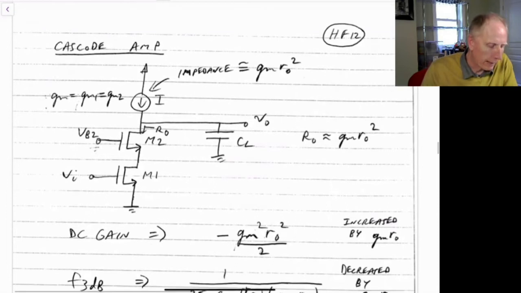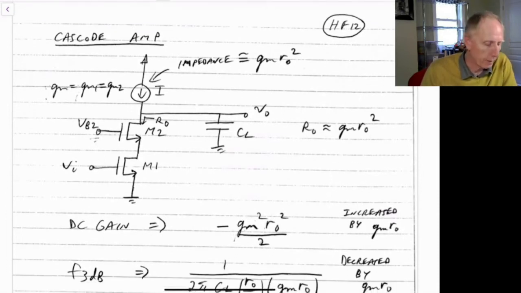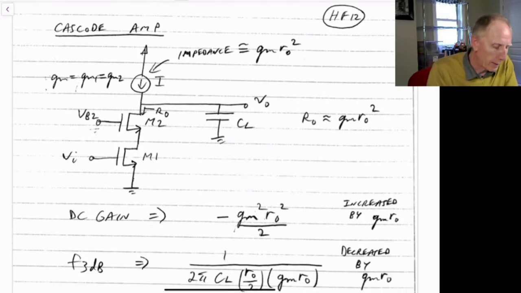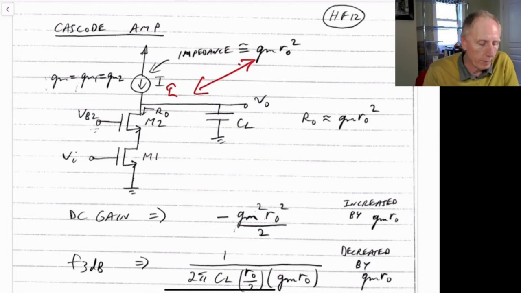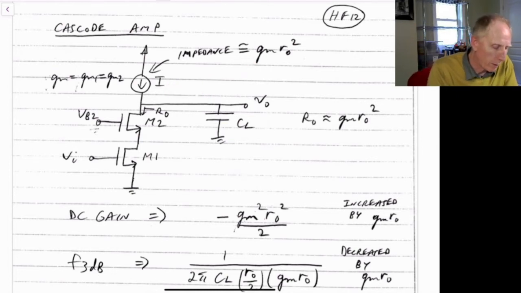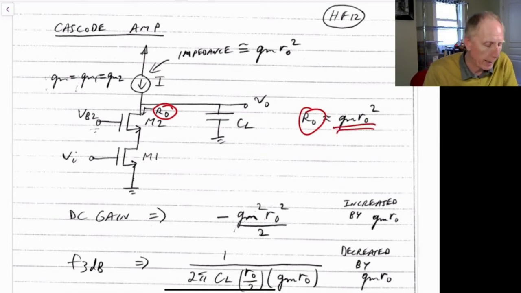But now let's look at the cascode amplifier case. In this case, we'll say that the impedance looking up is now given by gm R naught squared, because it's a cascode current source. We also have that the impedance looking down, capital R naught, is also approximately equal to gm R naught squared, because it's a cascode device. You're looking through M2 to the drain of M2, but we also have M1 in series with that.